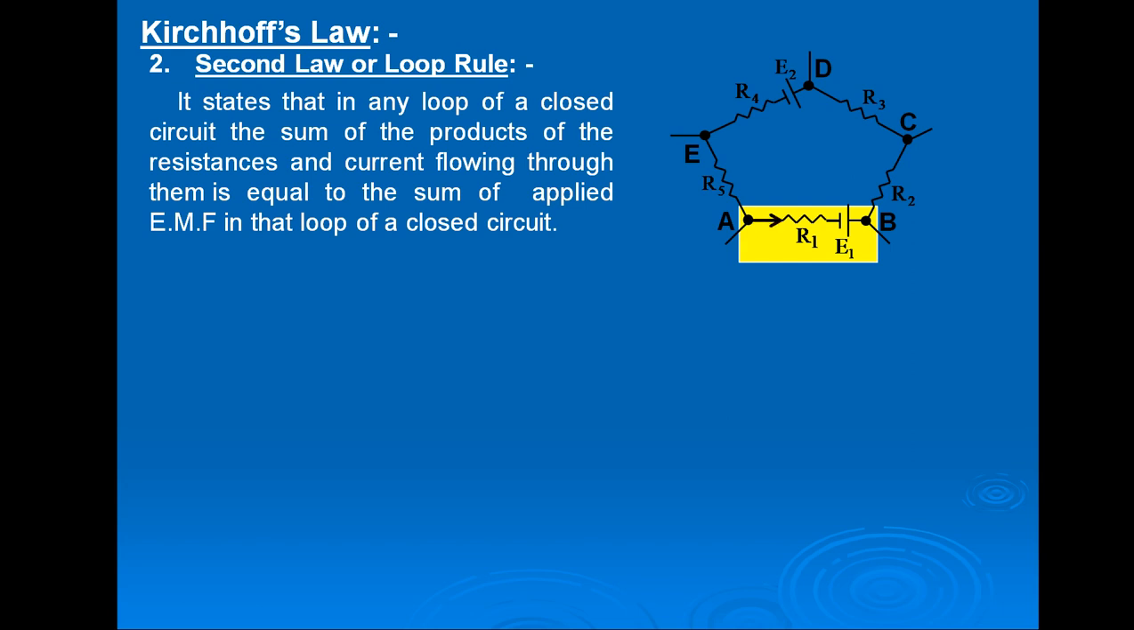Between A and B, current I1 is flowing from point A to B, and between B and C, current I2 is flowing from point C to B, and between points C and D, current I3 is flowing from C to D. Between points D and E, current I4 is flowing from point D to E, and between E and A, current I5 is flowing from point A to E.